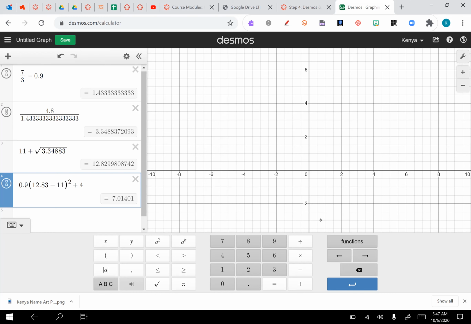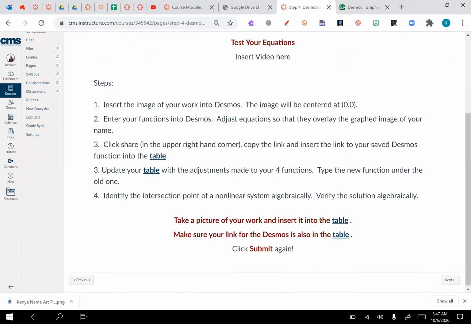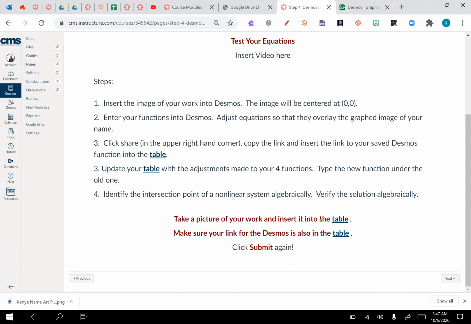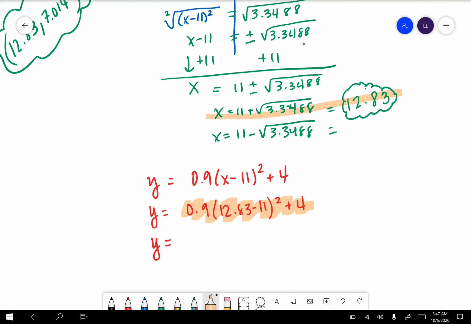Okay. So now what you're going to do is, after you do that, you're going to take a picture of your work and submit it. So I am going to take a picture of this and submit it. 7.014. Check, check, check. That's the answer.